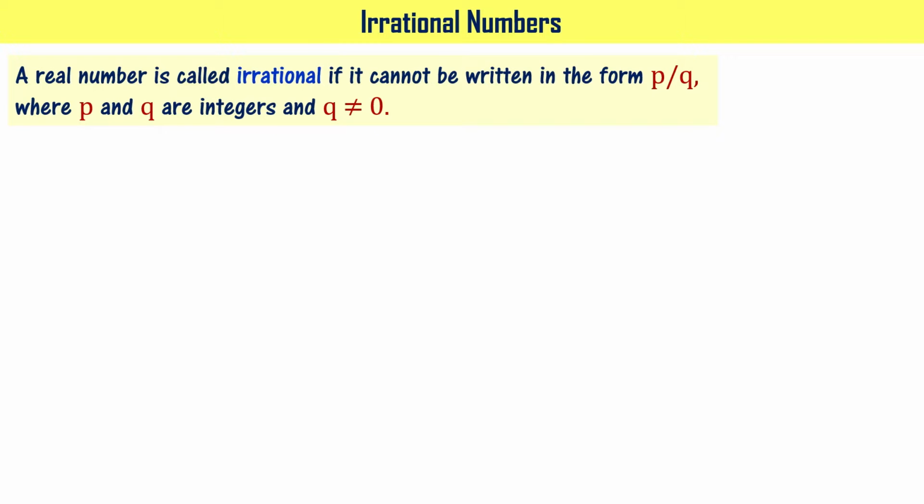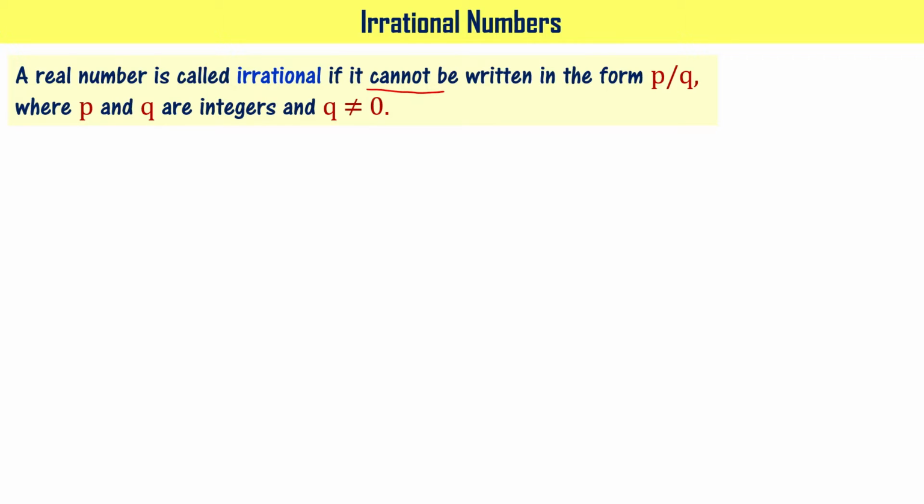Let us quickly recall what we have learnt about irrational numbers. A real number is called irrational if it cannot be written in the form of p by q, where p and q are integers and q is not equal to 0, right? Take the word cannot. If you remove this and say that if it can be, then it is going to be a rational number.